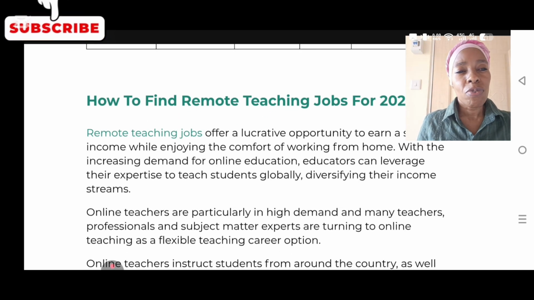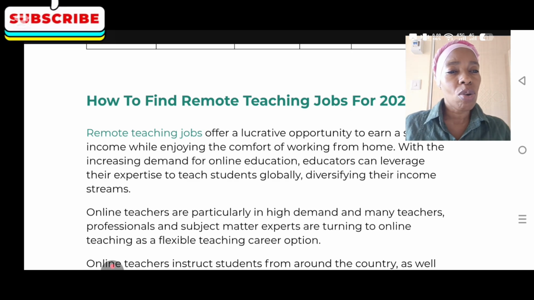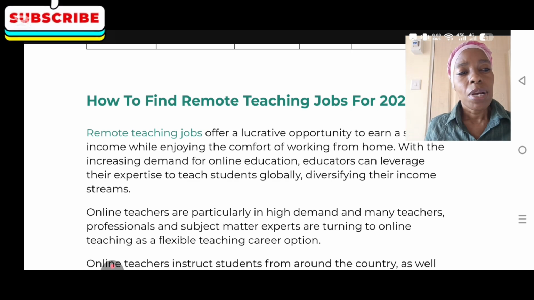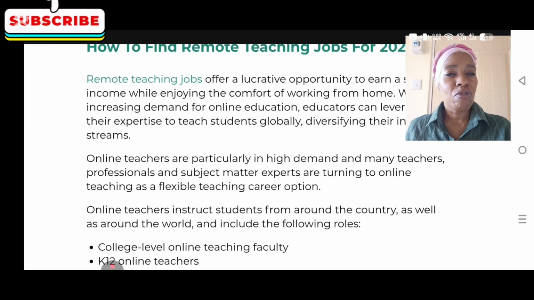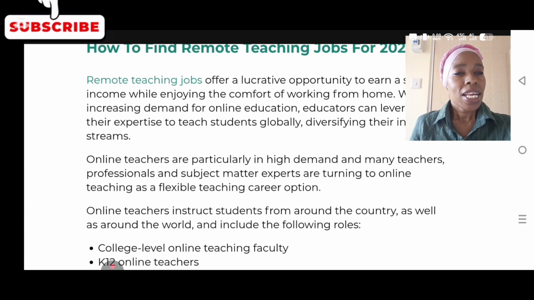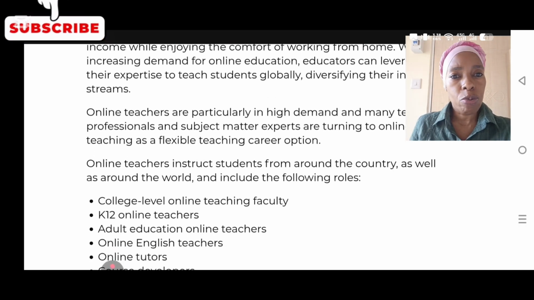With the increased demand for online education, educators can leverage their expertise to teach students globally and diversify their income streams. Online teachers are particularly in high demand, and many teachers, professionals, and subject matter experts are turning to online teaching as a flexible teaching career option.